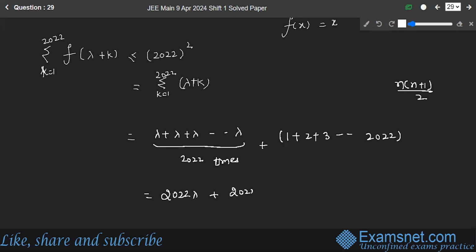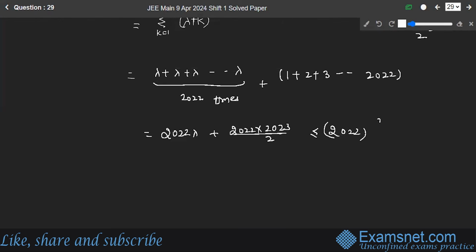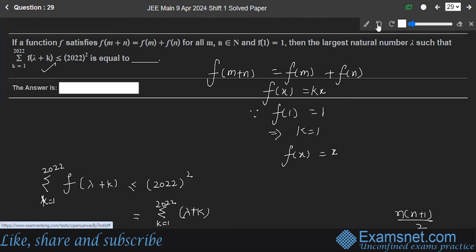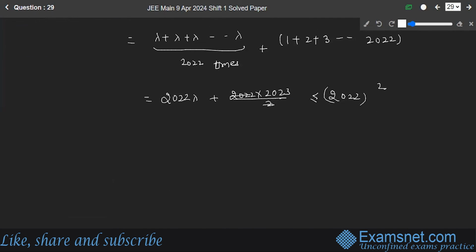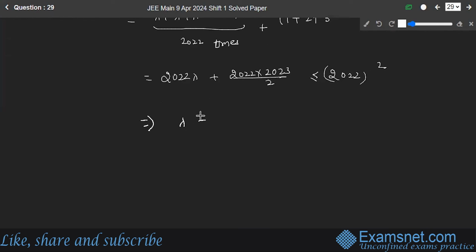So this is 2022 into 2023 upon 2. Now, according to the question, this is less than or equal to this 2022 square. I'll do another thing: dividing both sides by 2022, this will give me lambda plus 2023 upon 2 is less than or equal to 2022.